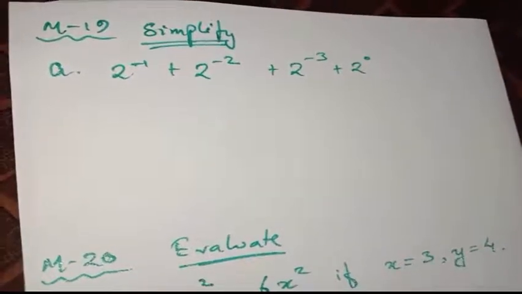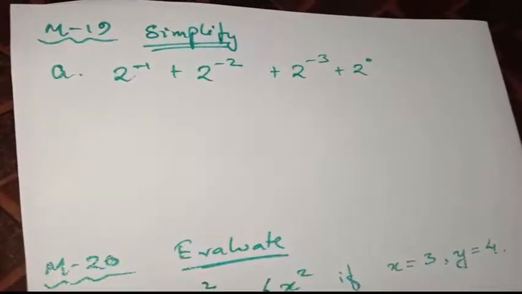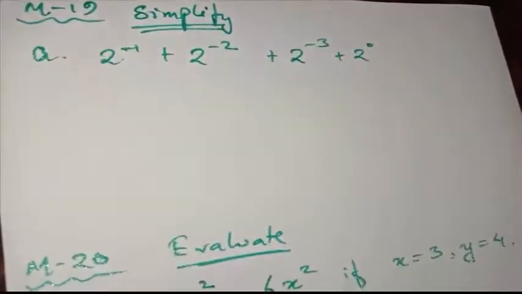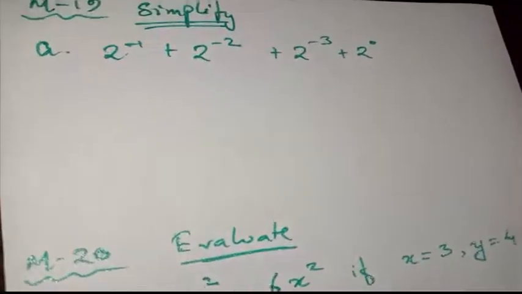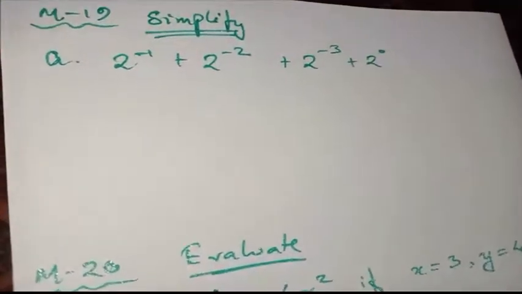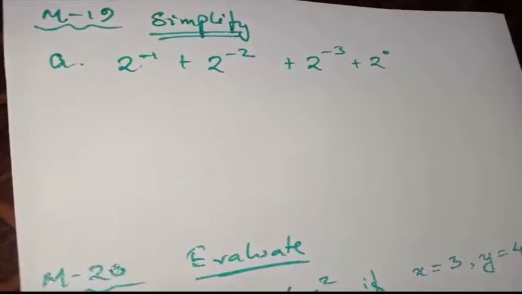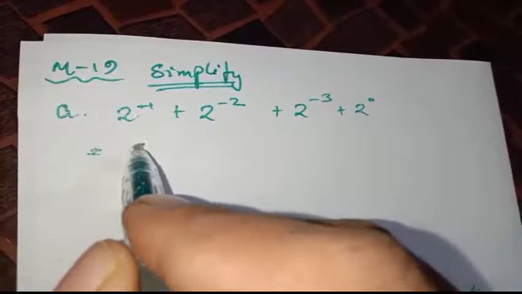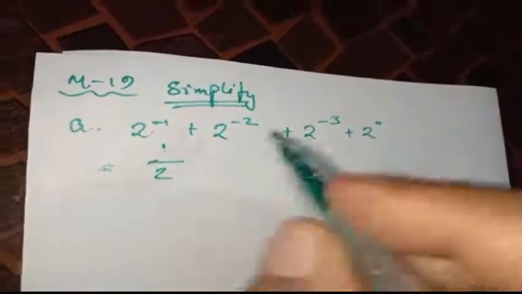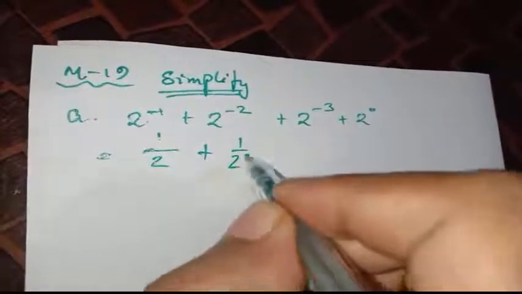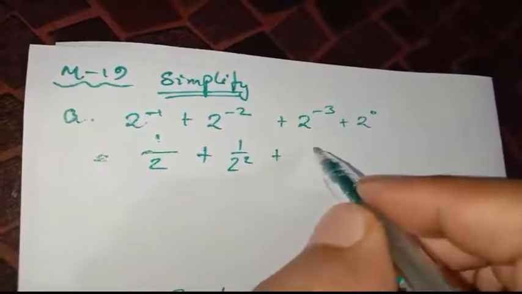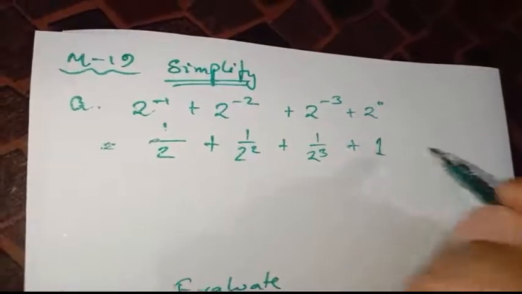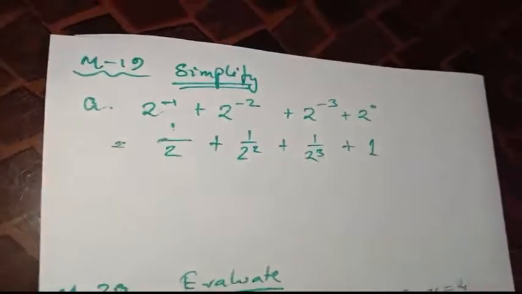Now let us consider a question in module number 19. Simplify. Question number A is 2 to the power minus 1 plus 2 to the power minus 2 plus 2 to the power minus 3 plus 2 to the power 0. The first term will become 1 by 2, the second term will become 1 by 2 square, the third term will become 1 by 2 cube, and the last term is anything to the power 0 is 1.